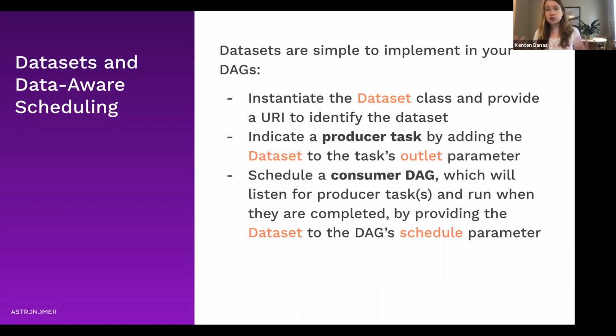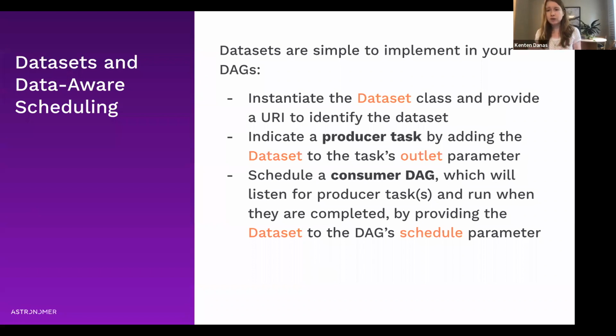So datasets are super simple to implement in your DAGs. I won't go through this in too much detail because I'm just going to show it in a minute. But basically what you're going to do is use this new dataset class. You're going to instantiate that in your DAG. You'll use a URI to identify your dataset. You're then going to indicate a producer task.